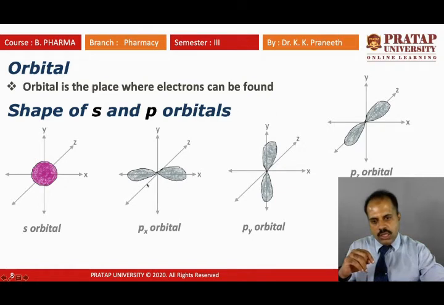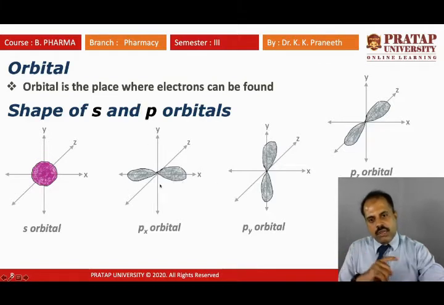I have drawn the structure in 3 different pictures, but you can also draw it in one picture, right? One here on the x axis, one here on the y axis, and one here on the z axis. So you can draw the 3 p orbitals in one structure, but for clarity, I have drawn 3 pictures.